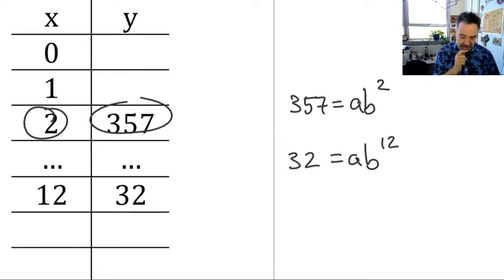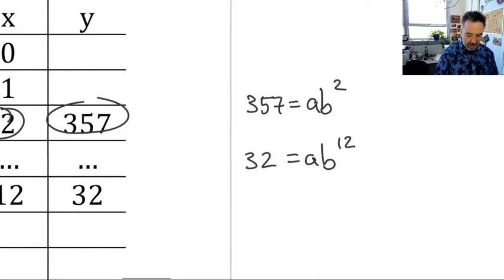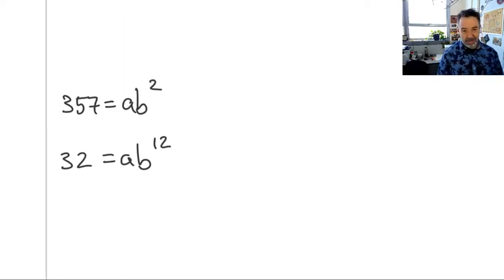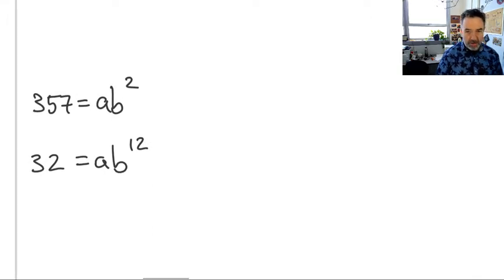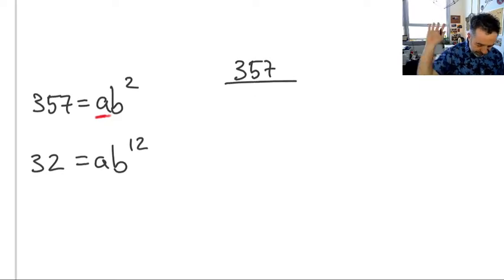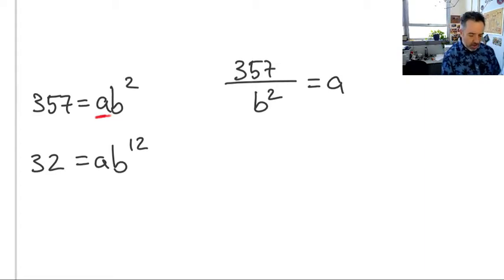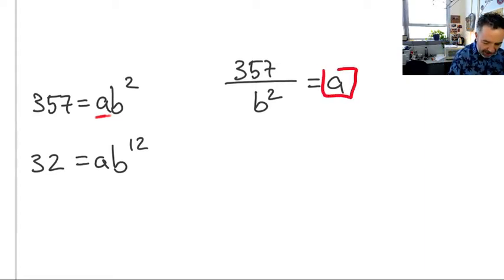A good strategy is to get A alone in one of the two equations, and my preference from experience is to get A alone in the one that has the smaller power for B. So I'm going to isolate A in this first equation: 357 divided by B to the second power is A. Now that I know this is a valid substitution for A, I'm going to replace A in the second equation with this thing that's equivalent to A.